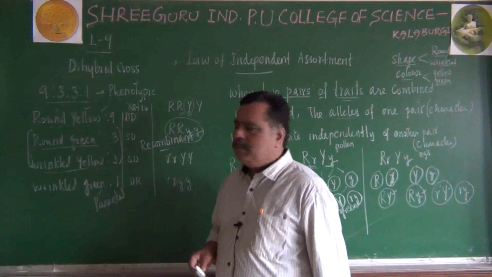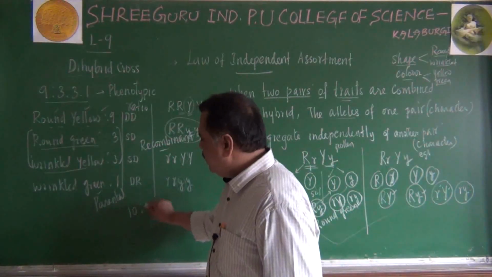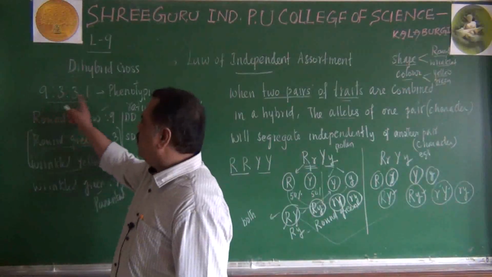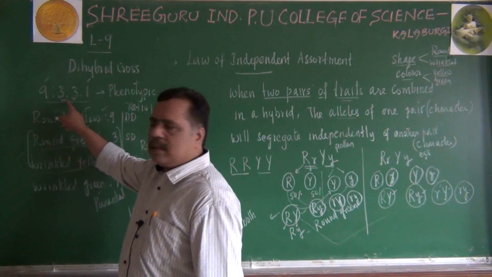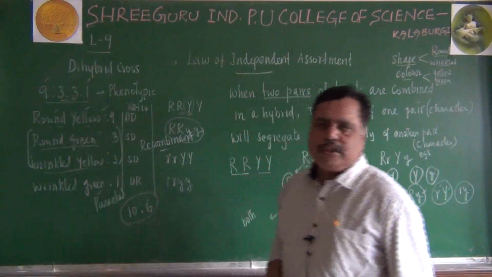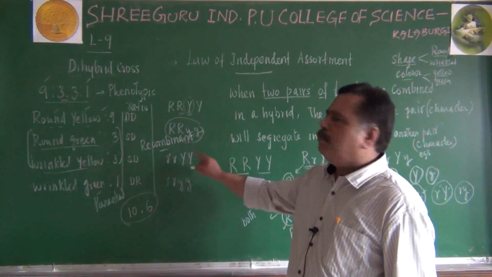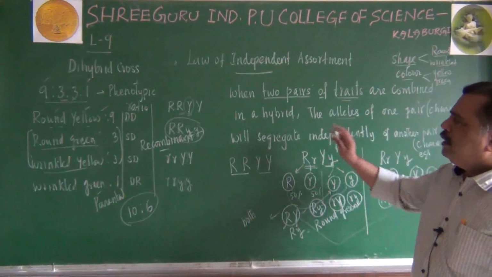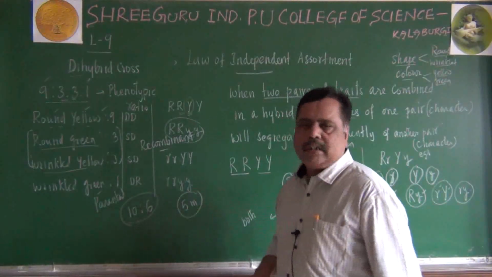I hope you remember the parental versus recombinant ratio will be 10:6 in a dihybrid cross. 9 plus 1, this 10 is parental. 3 plus 3, these 6 are recombinant. That is called the 10:6 ratio. You can understand the dihybrid cross phenotypic ratio based on the law of independent assortment. Very important 5-mark question in board examination.